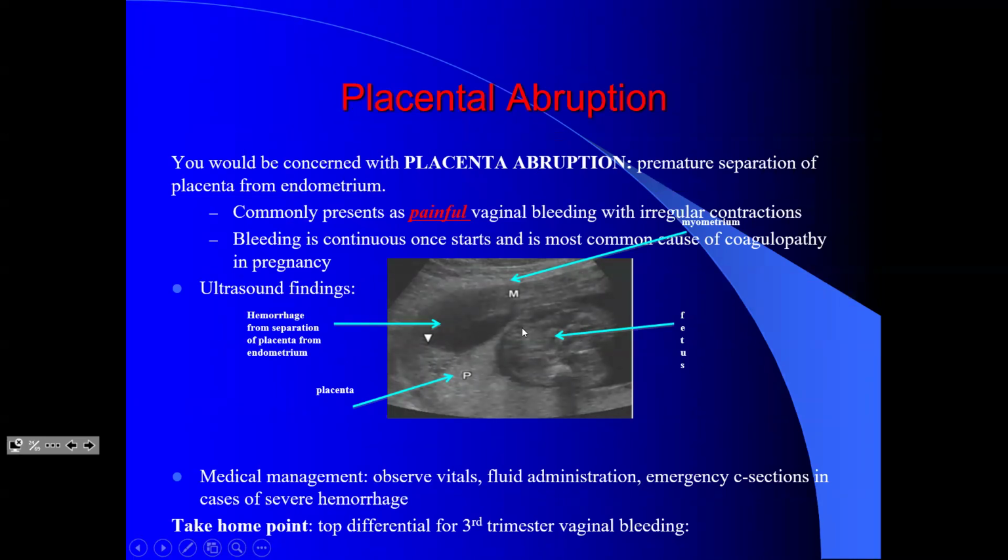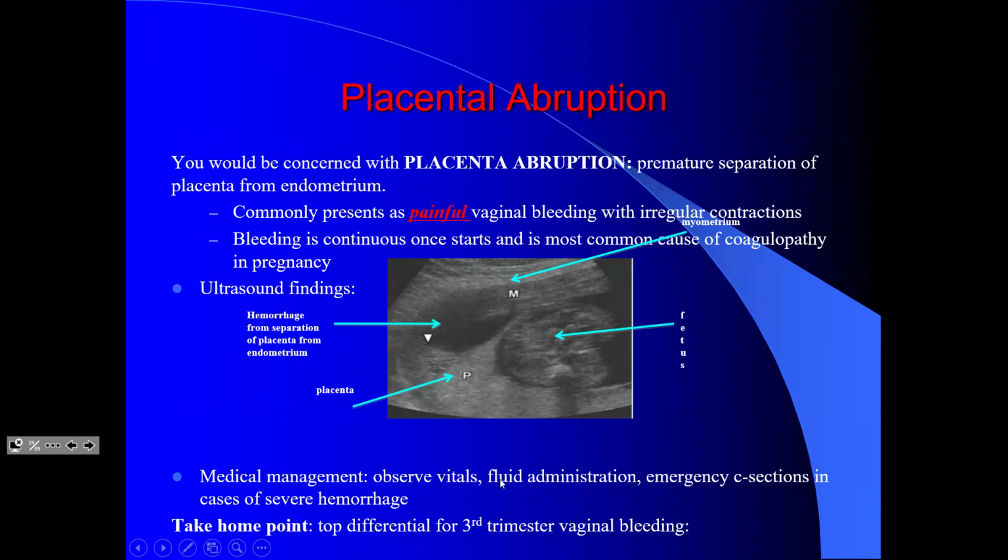This is the fetus. In this case, this is the uterine wall, and you see this black hypoechoic area, and this is the placenta. So if you see any hypoechoic collection or fluid around the placenta in the third trimester, or even in the second trimester, you shouldn't be seeing this fluid collection around the placenta, then think of placental abruption. And obviously the patient would also present with vaginal bleeding.